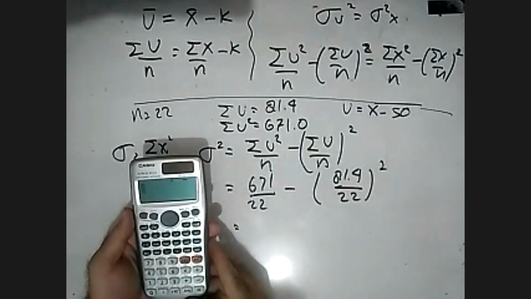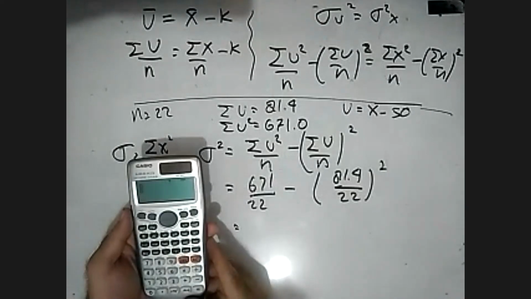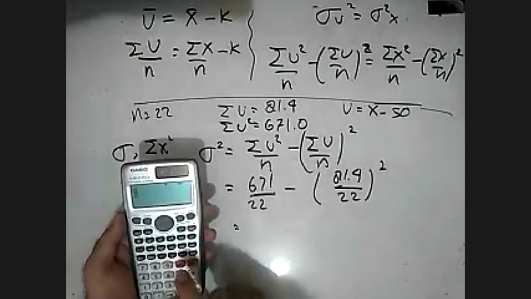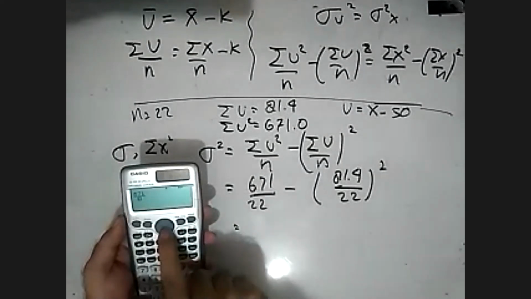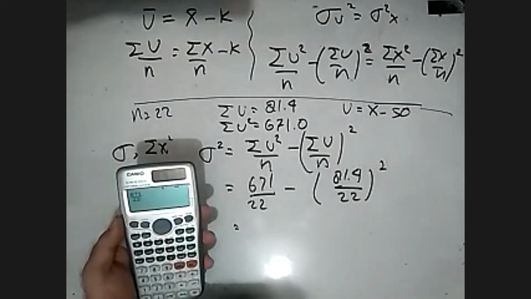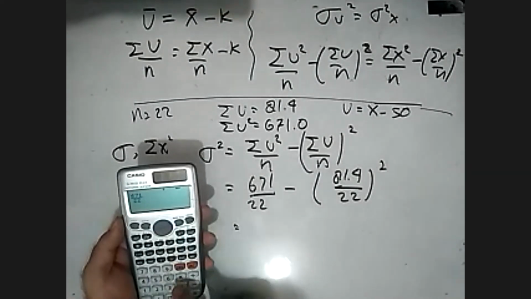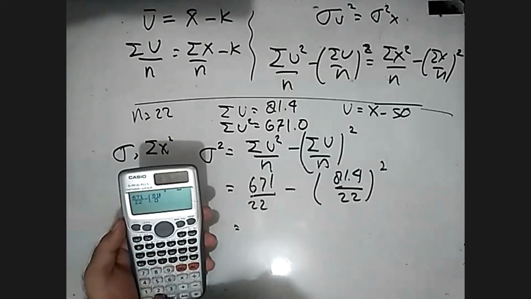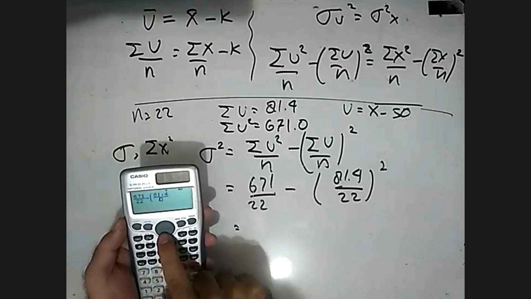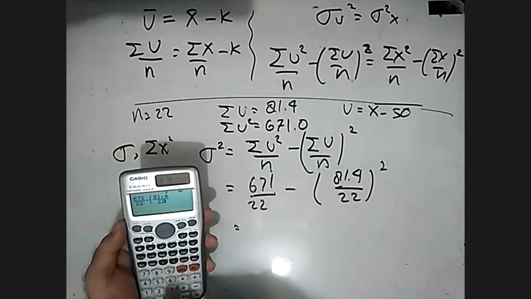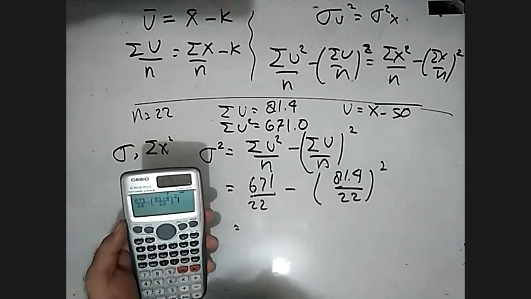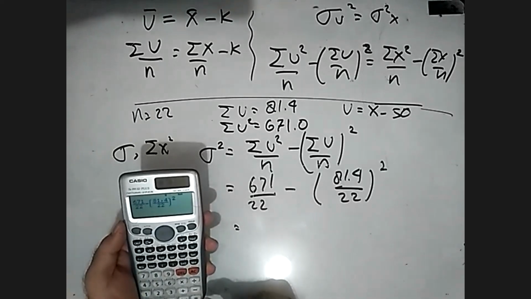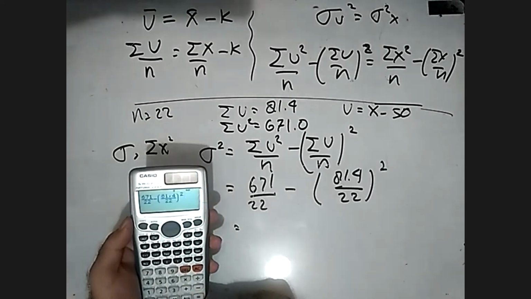First, we're going to have the formula for the fraction here and put here 671 and at the bottom 22. Minus, and then we put in brackets the fraction: 81.4, and at the bottom we have 22. We put them in brackets and then we square them. See, this is how we put them in one shot. But you need to know how to program it.